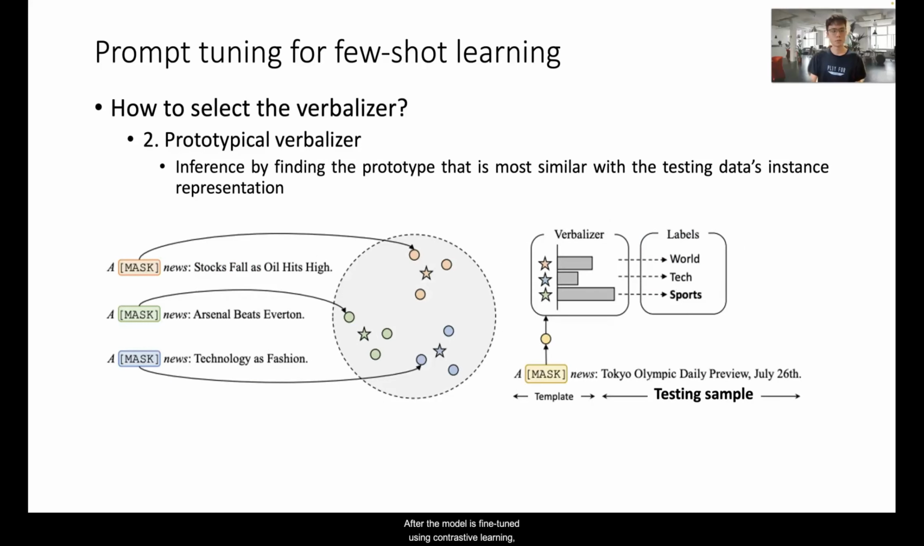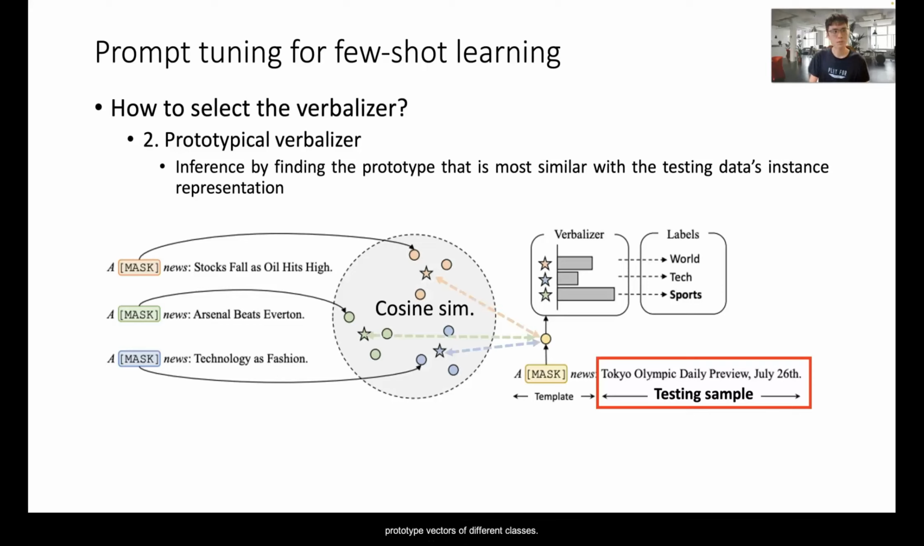After the model is fine-tuned using contrastive learning, it can be used for inference. During inference, given an input news title, we convert it into natural language using the same template, and then extract the instance representation using the fine-tuned model. Next, we compare the cosine similarity of the instance representation with the prototype vectors of different classes. We choose the most similar prototype vector as the prediction.